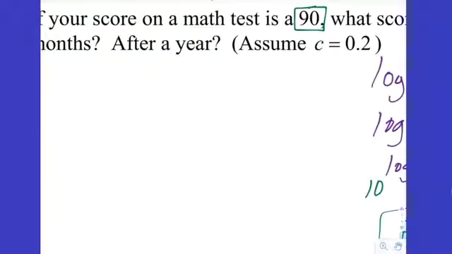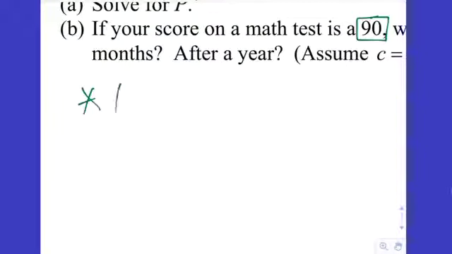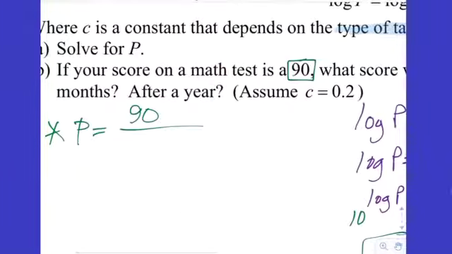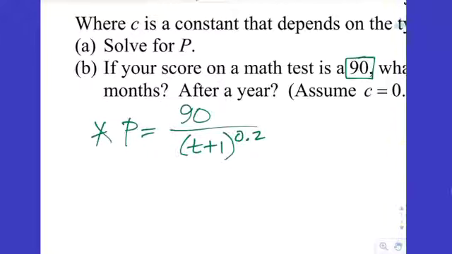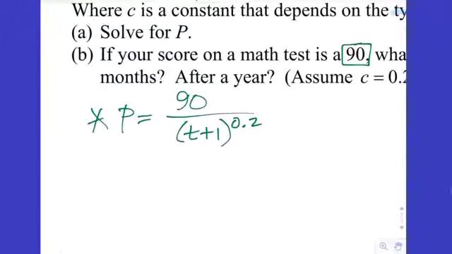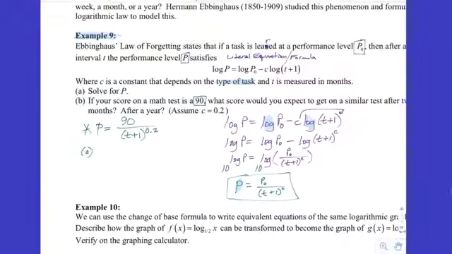So let's go ahead and make it specific for our problem. P is equal to P sub O, which is 90, all over T plus 1 to the cth power, which we're assuming is 0.2. So now we've made this problem very, very specific for this particular scenario. All right, so let's just call the first one part A. What are we measuring T in, by the way?